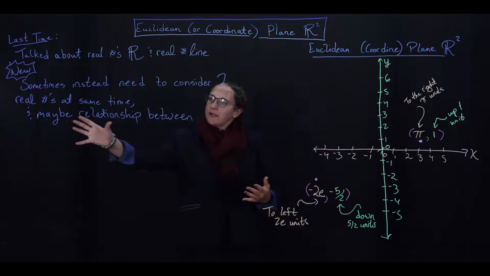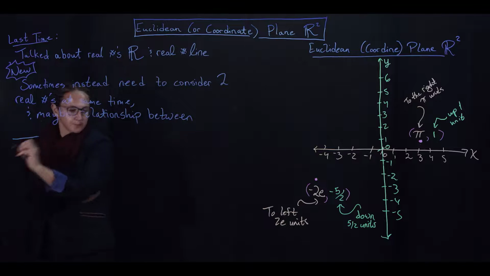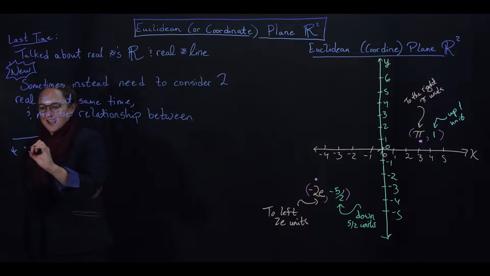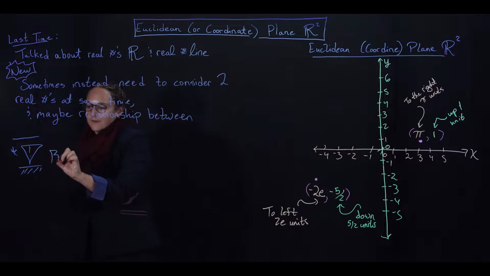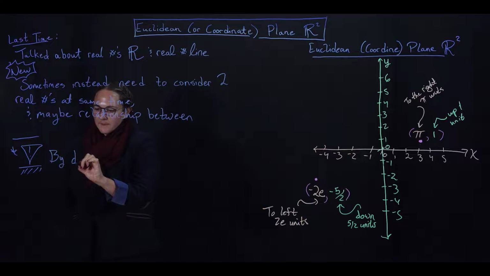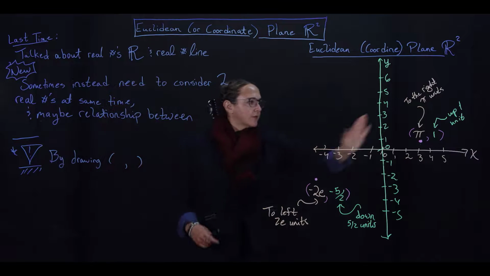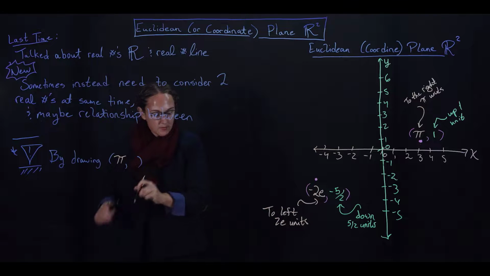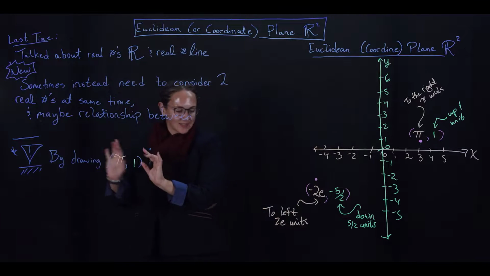But as I said, there may be a relationship between them. So let's emphasize that. This is important. When I took this point from over here, the point (pi, 1), let's go ahead and do that, so I have the point (pi, 1). By drawing this, I actually could be indicating a relationship between them.